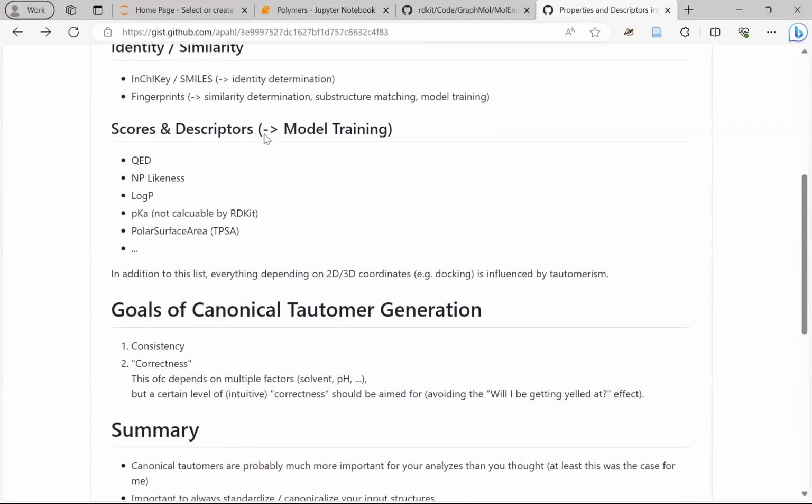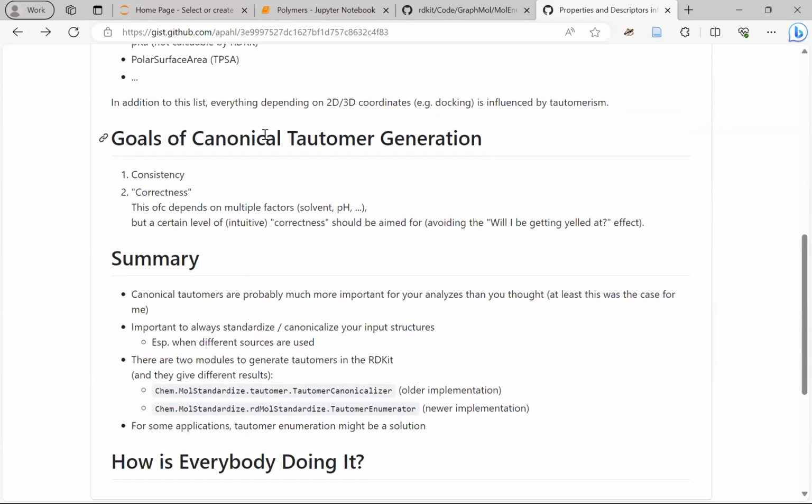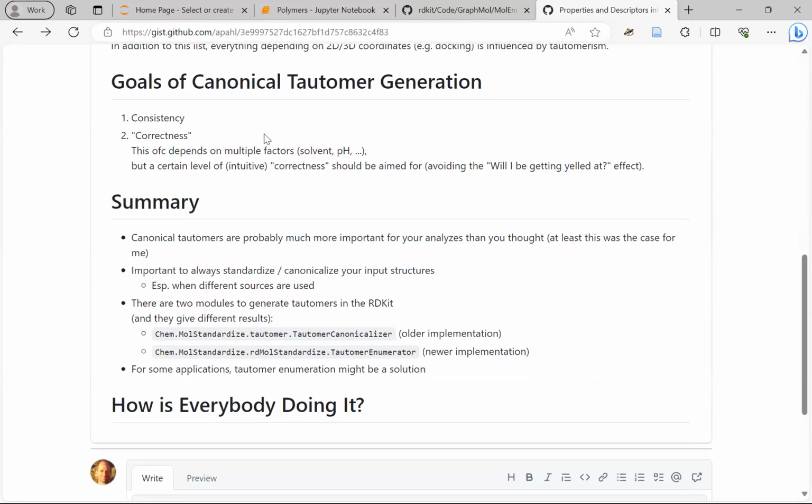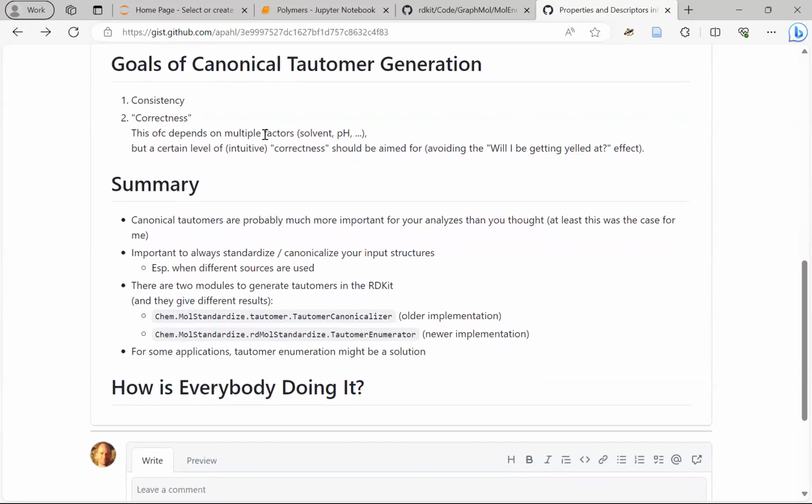So in the RDKit, the goals of the canonical tautomer generation are, of course, mainly that of consistency, and that is of course a completely valid goal, but the consistent tautomer that is generated is sometimes not that which looks intuitively correct, and that is the point of discussion. So, when you're talking about this correctness, and therefore I put it in quotes, it quickly becomes almost philosophical, I would say.